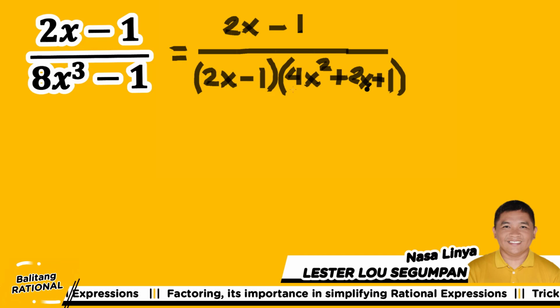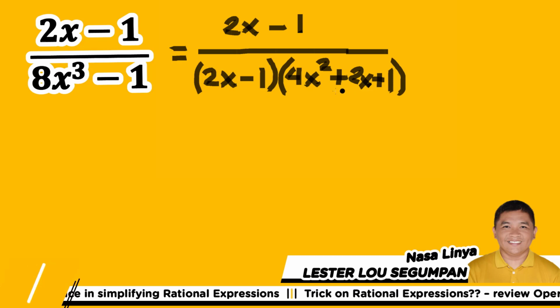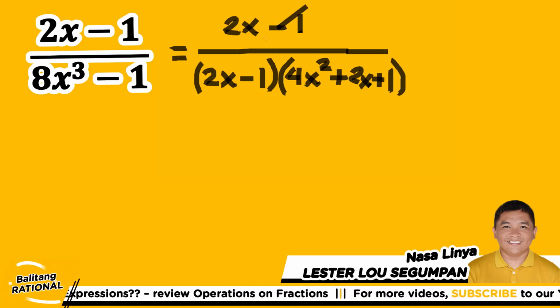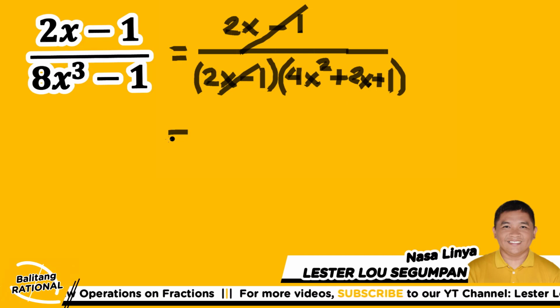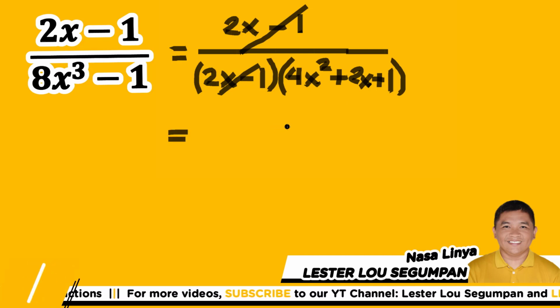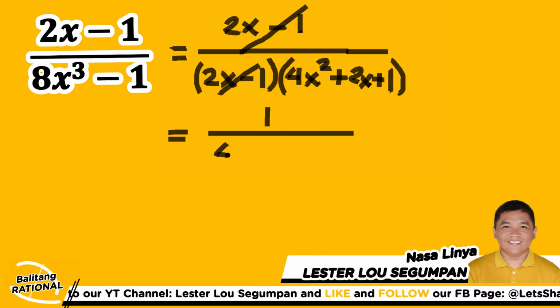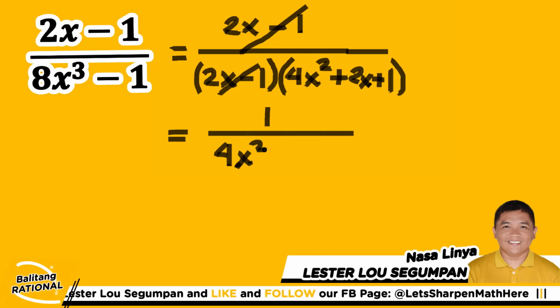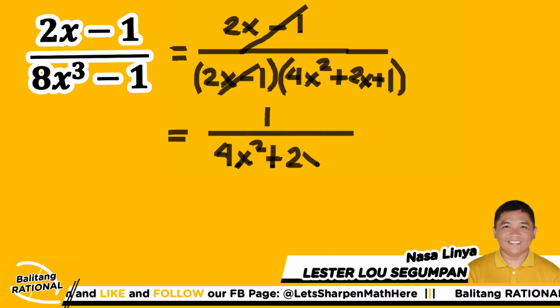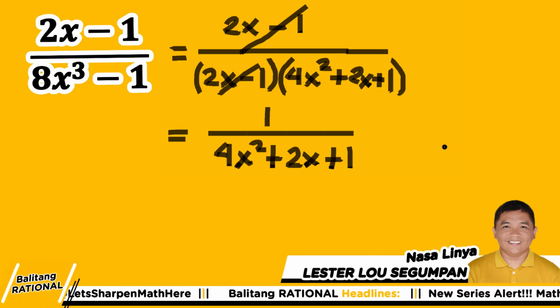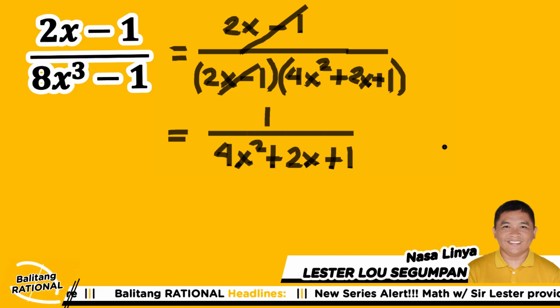But for your trinomial, refer to your binomial here, take the square of the first term, take the square of the second term, at saka yung middle term niya is a result when we multiply the two terms and then assign the opposite sign. At pagkatapos nito, we can cancel this already. Now, when we removed 2x minus 1 sa numerator, may natitira pa pong expression doon. At ang natitira doon is just 1. And it's over the entire trinomial 4x squared plus 2x plus 1. Ito po ang ating sagot dito sa pag-simplify ng rational na expression na ito.